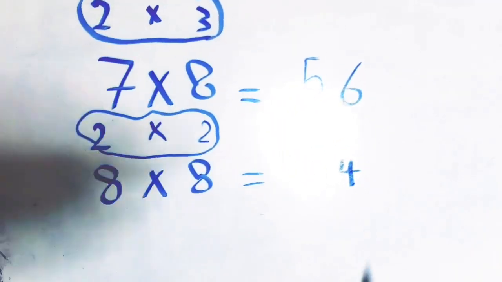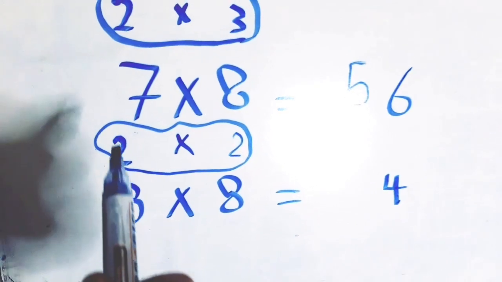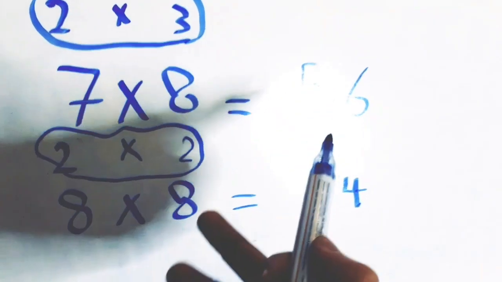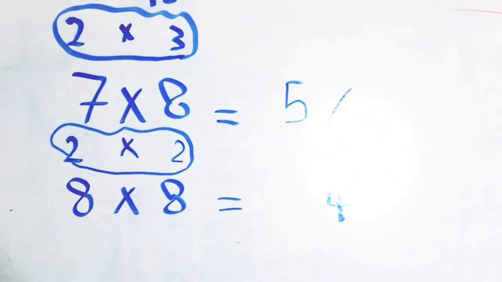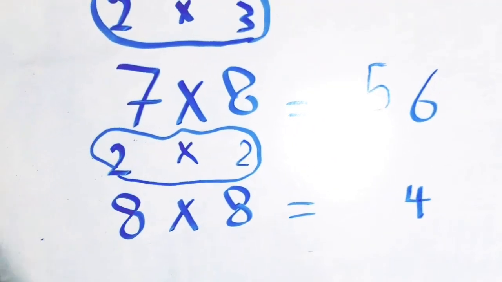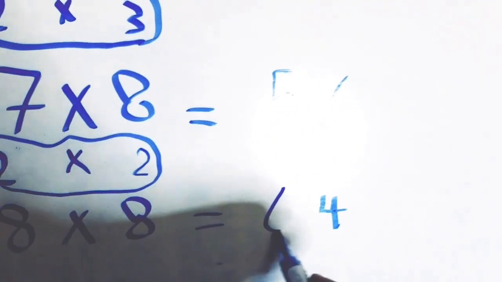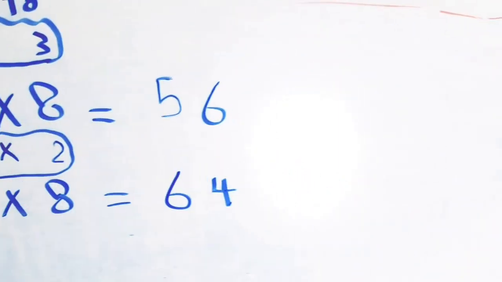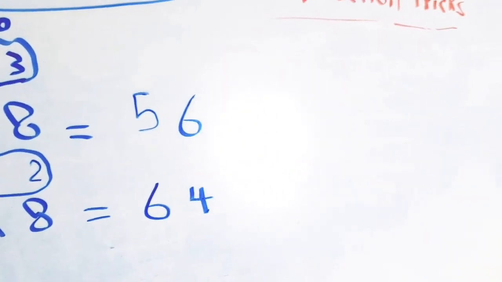Then we do subtraction. We subtract 2 from 8, or subtract 2 from 8 at the other side. Of course, the remainder will be the same. 8 minus 2 equals 6. So, 8 times 8 equals 64. Another example.